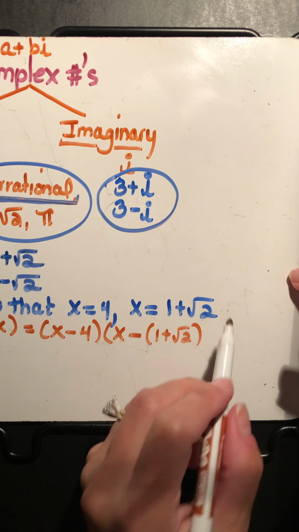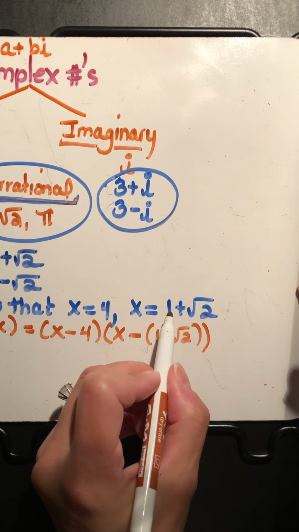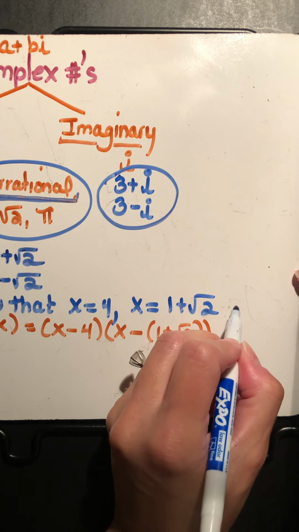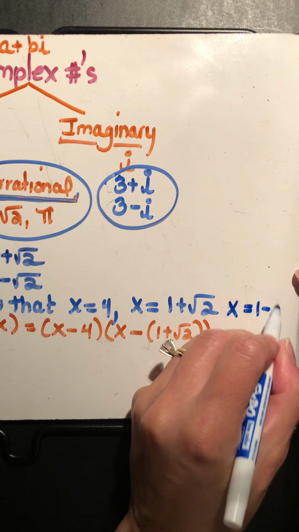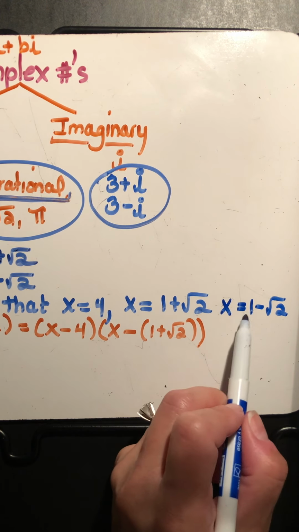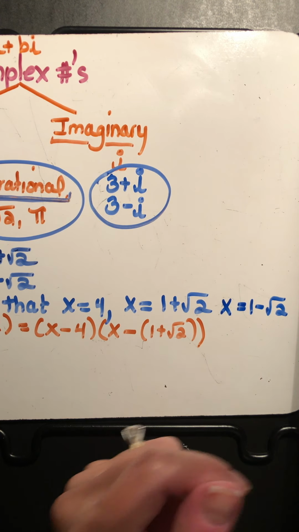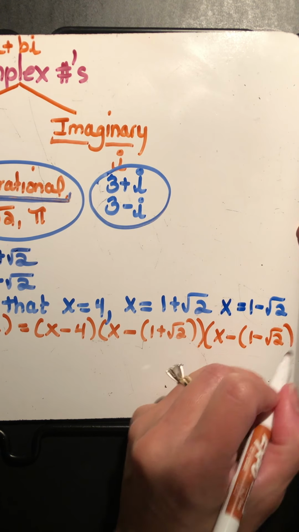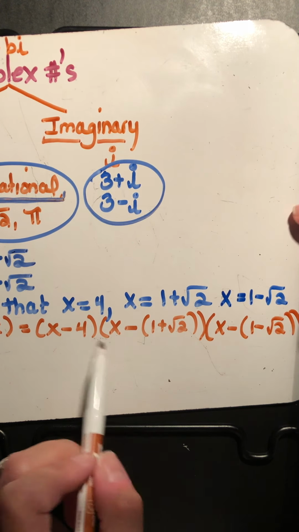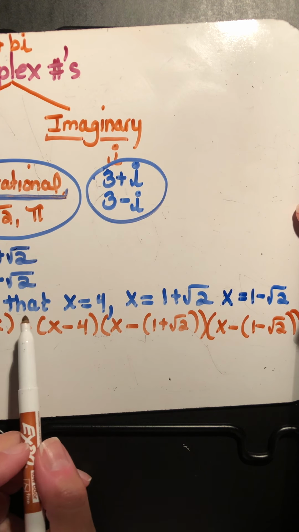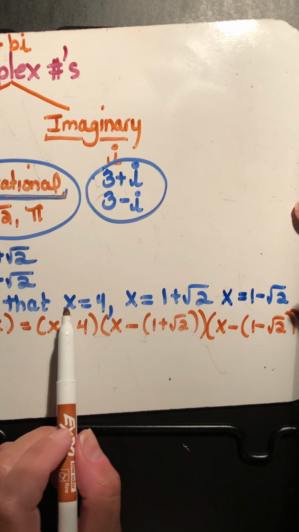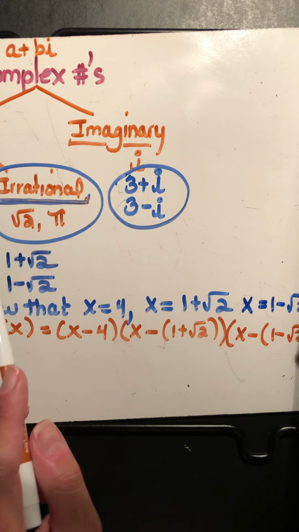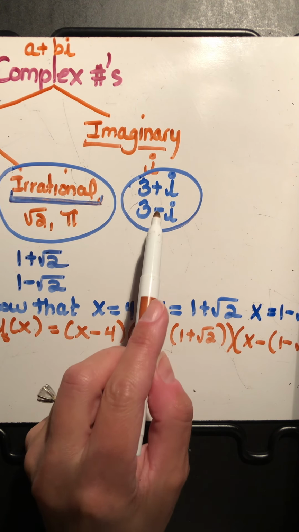But then I would have to be smart enough to realize that if x equals 1 plus the square root of 2 is a root, I would have also gotten 1 minus the square root of 2 if I use the quadratic formula. I'd have a plus and a minus. So this would mean my other factor would be x minus the quantity 1 minus root 2. So just an important note that if you are only given limited information about roots, you can infer more factors if you understand that irrational roots can come in pairs, and so can imaginary roots.